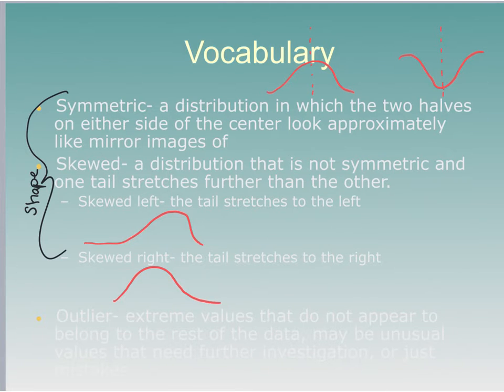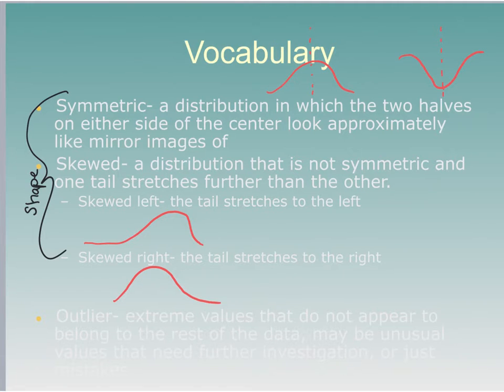Okay, symmetric and skew are descriptions of a graph's shape. So is whether it's unimodal or bimodal or uniform. Those are both descriptions of shape. When we describe a distribution, we're going to talk about the shape, the center, and the spread. So you're going to say whether it's unimodal, bimodal, and you're going to say whether it's symmetric or skewed left or right. Okay.